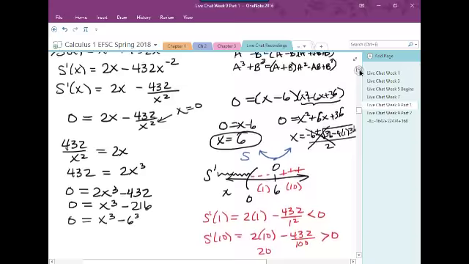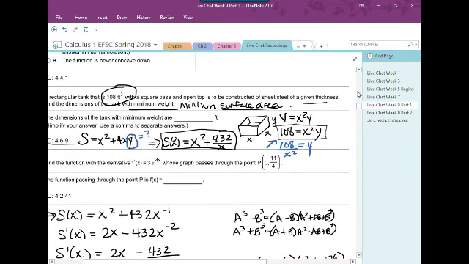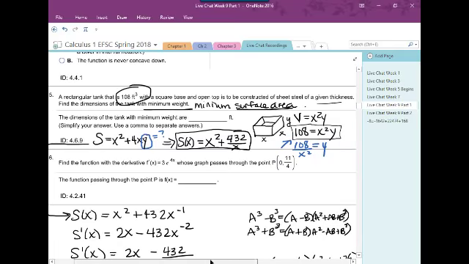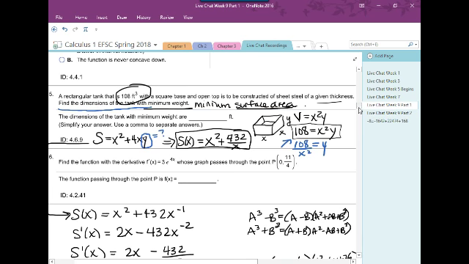So let's go back up and see what we were asked to find. Find the dimensions of the tank with minimum weight. Okay, so we have a minimum surface area which causes a minimum weight when x is 6. But we need all 3 of the dimensions. So we have 6 and we have 6, but we need to figure out y. But remember, y is equal to 108 over x squared. So y is equal to 108 over 36, 6 squared, which is what, 3? So the dimensions are 6, 6, and 3.